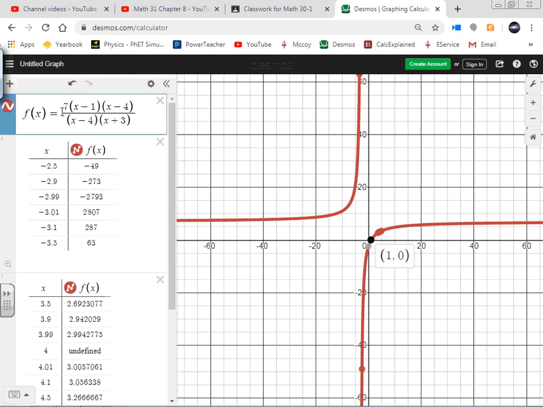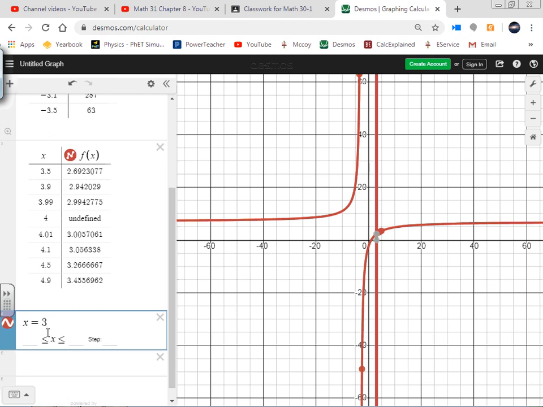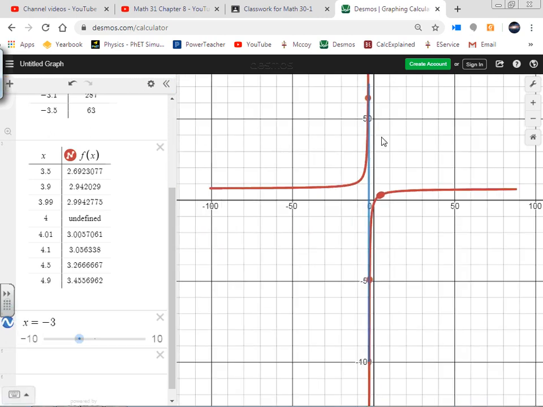All right, the next easiest one, we're going to save the point of discontinuity for last, is the factor that's only in the denominator. Now, I'm going to make Desmos graph this. If we look at the line x equals negative 3, and I'll just make that a different color so it's a little bit easier to see, that blue line is the vertical asymptote of the function.